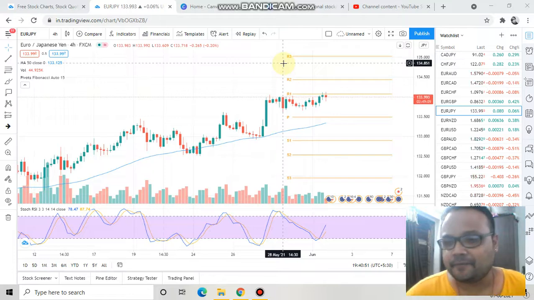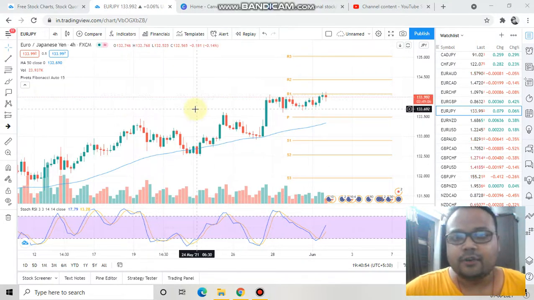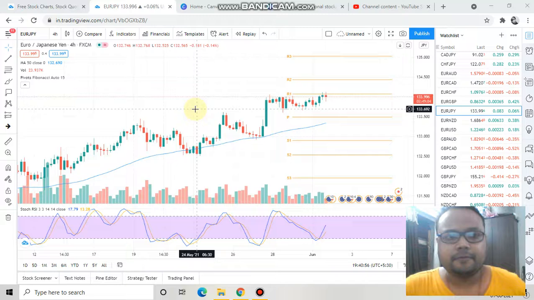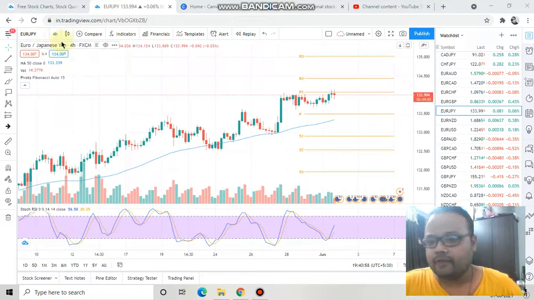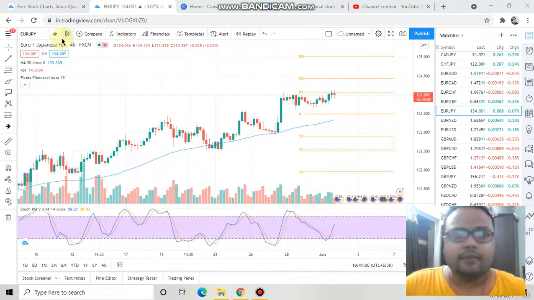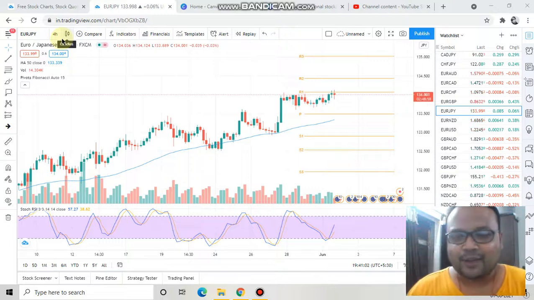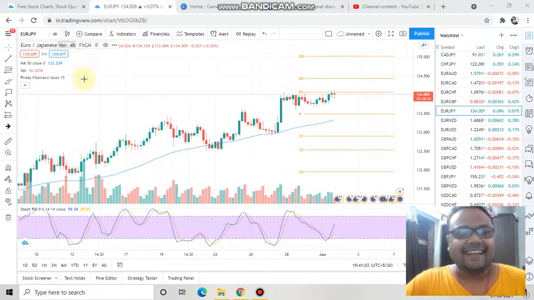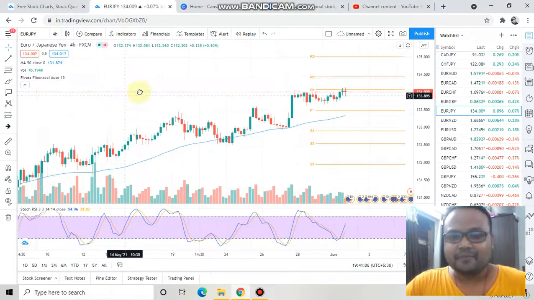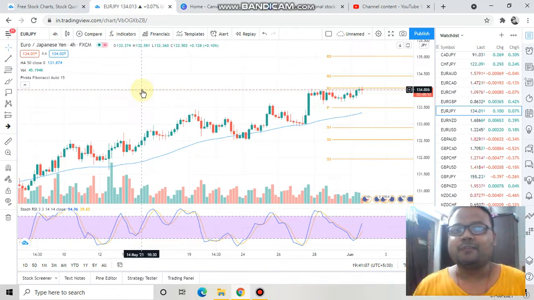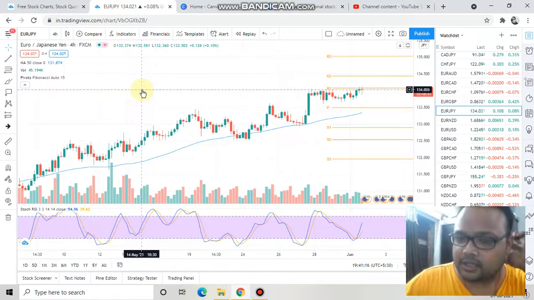So let's get started. This is the chart of EURJPY, Euro Japanese Yen. As you can see, I'm on the 4 hour time frame, my personal favorite and the beloved time frame of the forex world. If you look at the chart, there is no doubt that the market is in an uptrend. The market is in a beautiful uptrend, and the chart is very neat and clean.